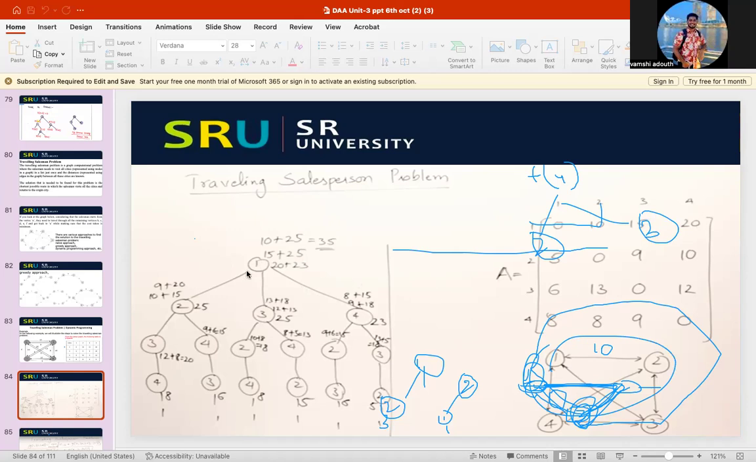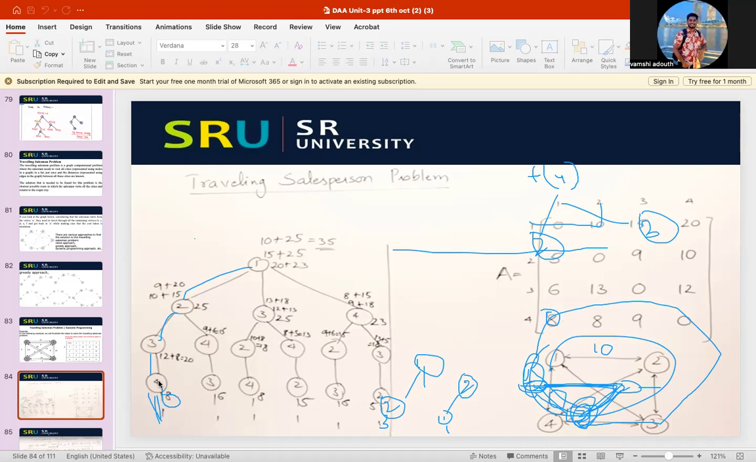What are the possible ways we will see once. He can go first 1 to 2, then 2 to 3, then 3 to 4. At last, from 4 to 1, he can reach. Now, let's calculate the cost. What is the cost from backside? Now, what is the cost from 4 to 1? It is 8. So here we have written the cost 8.